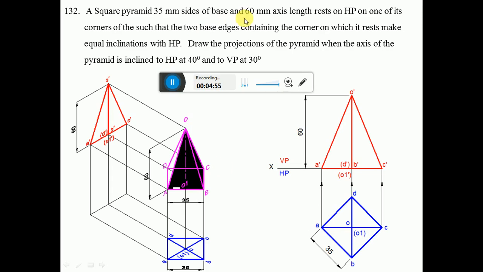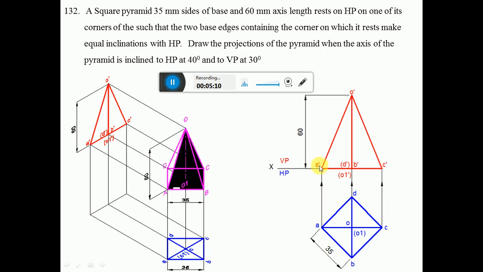When you look from the front view, I can see the height. So now you draw the front view for this. You project all the vertices: draw vertical projectors from all the endpoints to the XY line.